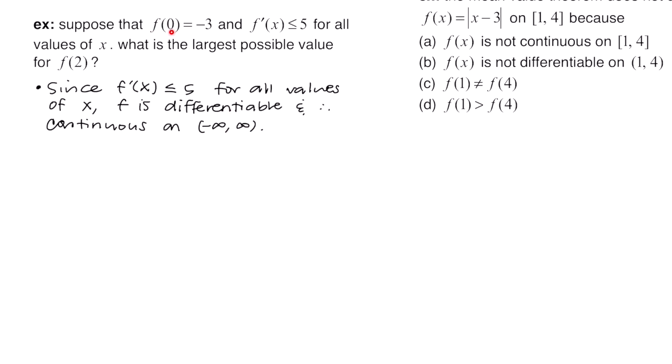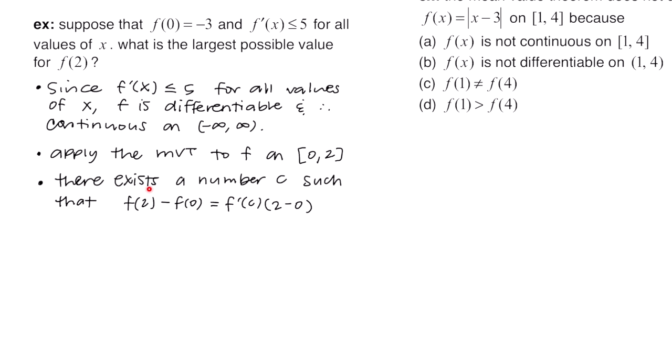Next, it gives us that f of 0 is negative 3, and then it asks what's the largest possible value for f of 2. So that means our interval is going to be 0 to 2. So I just wrote that out: apply the mean value theorem to f on the closed interval from 0 to 2. So we have there exists a number c such that f of 2 minus f of 0 equals f prime of c times the quantity 2 minus 0.